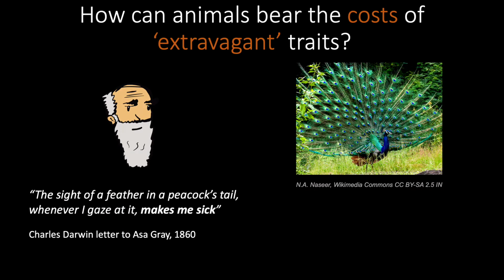The existence of these sometimes extravagant and opulent traits was a point of consternation for Darwin. The year after The Origin of Species was published, he wrote in a letter, "The sight of a feather in a peacock's tail whenever I gaze at it makes me sick." Of course, many of us know that he later dedicated an entire book to this subject of sexual selection, where he proposed that competition for mating opportunities can lead to the evolution of many of these exaggerated structures.